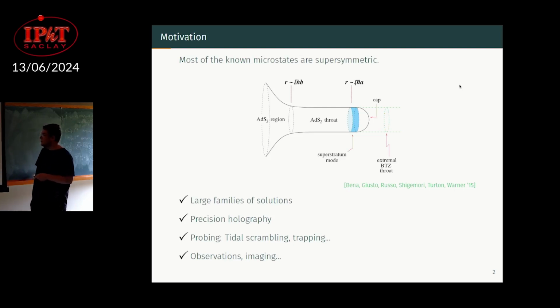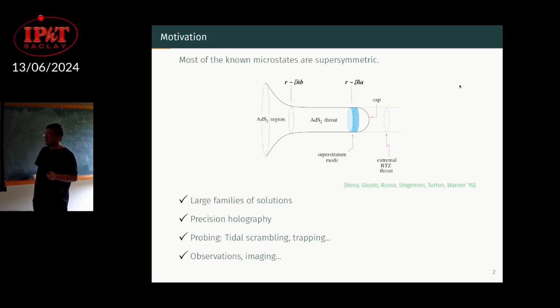I didn't dare try to list everyone involved in this, so I will refer you to the previous talks that we had. But among all the successes, we can name, for example, precision holography, like Rodolfo was telling us about, and David. We can also probe those geometries. We can see the appearance of tidal scrambling, of trapping of matter. And then there's the question of the observations and imaging of the geometries, what they would look like in the sky.